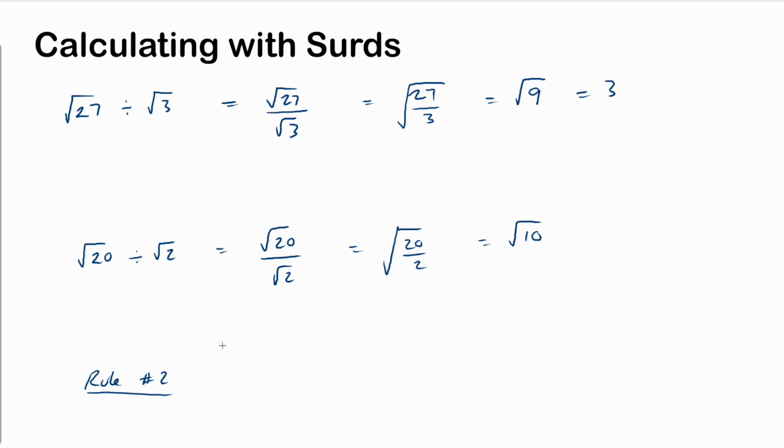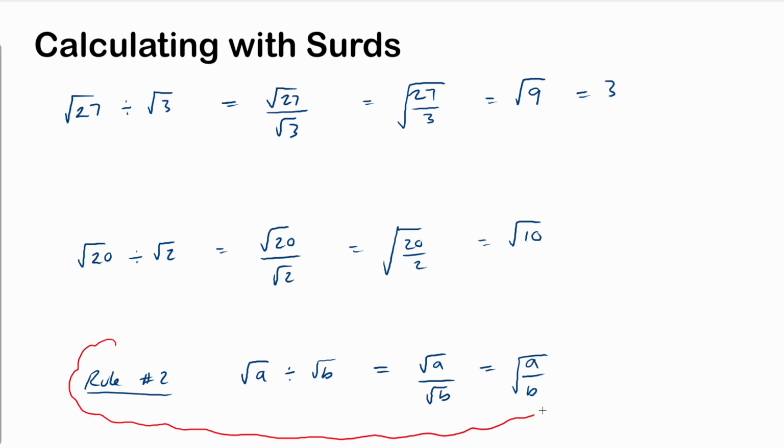So my rule number 2 for division is very straightforward. The square root of A divided by the square root of B is the same as or equal to the square root of A over the square root of B, which is also the same as saying A over B all square rooted. Again, like before, if you're going to make a note, I would suggest you want to have that rule written down.